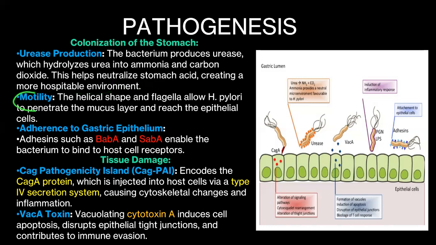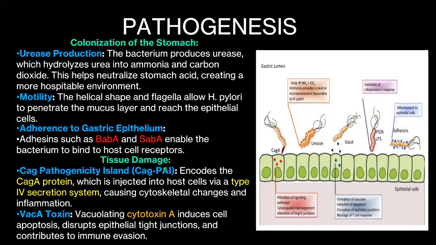Next, motility. As we have discussed, H. pylori has a helical shape and flagella. Both these factors are helpful in the survival of H. pylori in the stomach and its movement in the mucous membrane. Adherence to the gastric epithelium: H. pylori adheres to the epithelial cells by adhesins. H. pylori has two important adhesins, BabA and SabA. These adhesins help in the attachment of H. pylori to the epithelial cells.